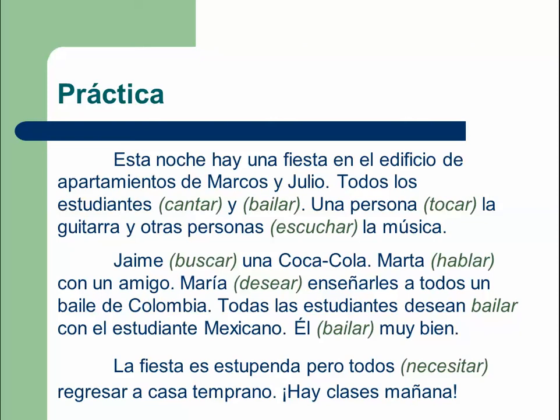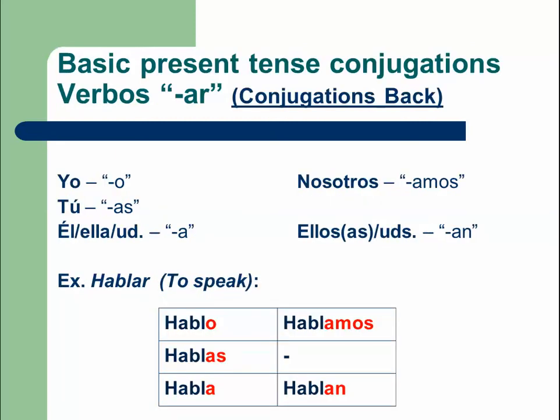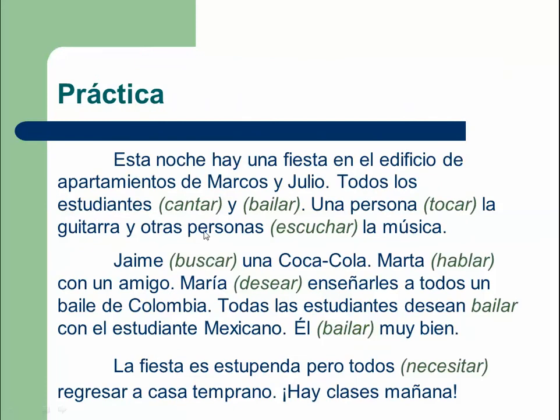Todos los estudiantes, so all the students. How do you change cantar? How do you say they all sing? Well, who's they? Let's go back one page. They is ellos, right? So ellos gets an an ending. An. So if it's ellos, you just take off the ar and put an and write. So it'd be todos los estudiantes cantan y bailan, because this is going to be the same, right? They sing and they dance.